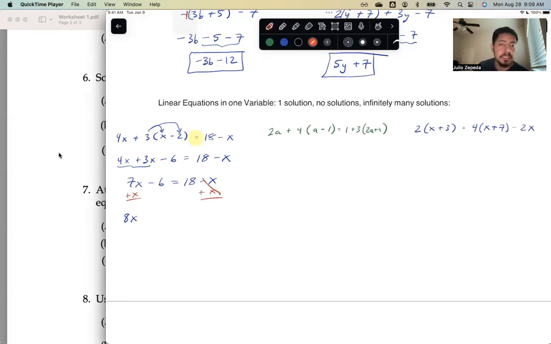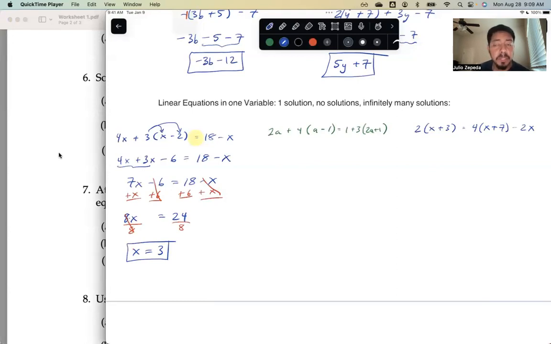And then the -6, since I moved all the variable terms to the left, I'm going to move all the non-variable terms to the right-hand side. I'll do that by adding 6 to both sides to cancel out this -6. And if I add 6 to both sides, I get, what's 18 plus 6? That is 24. So I moved the terms around a little bit. And then finally, here I have 8 times x. To eliminate the 8 and isolate the x, I can divide both sides by 8. So x is equal to 3.